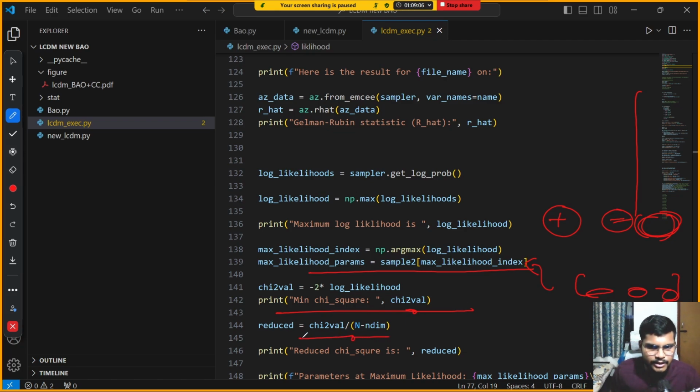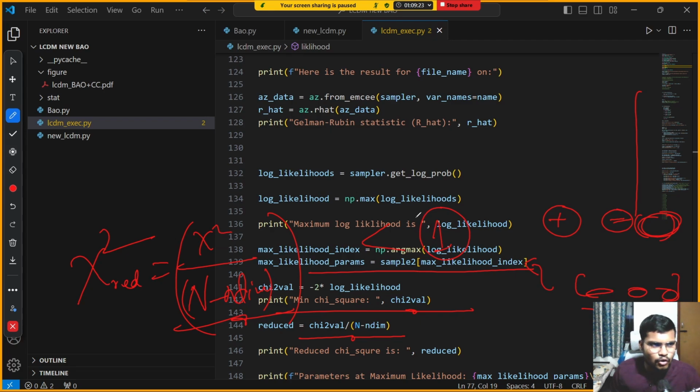I can also print the reduced chi-square. Reduced chi-square is very much important, because this reduced chi-square will give you the chi-square divided by the data you have used minus n dimension, right? N dimension is how many model parameters you have. If it is lesser than 1, then it is assumed that you are overfitting. It means that somehow you are making some mistake. You should not report this one.